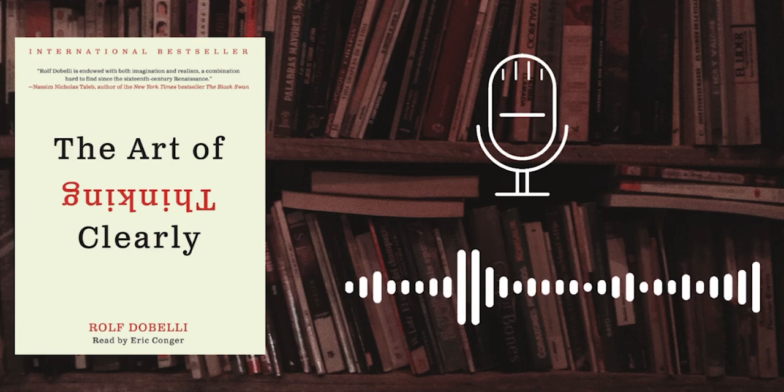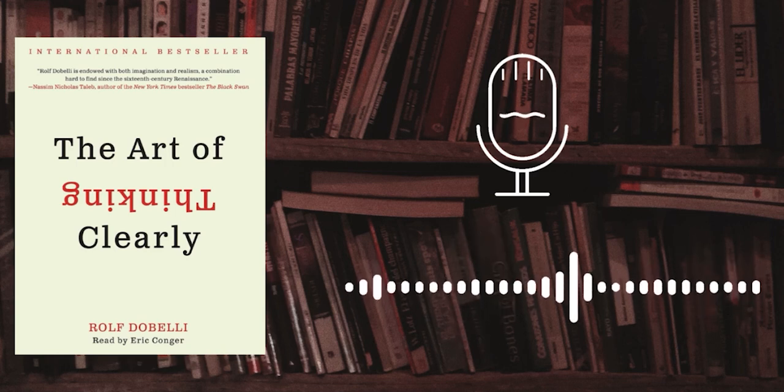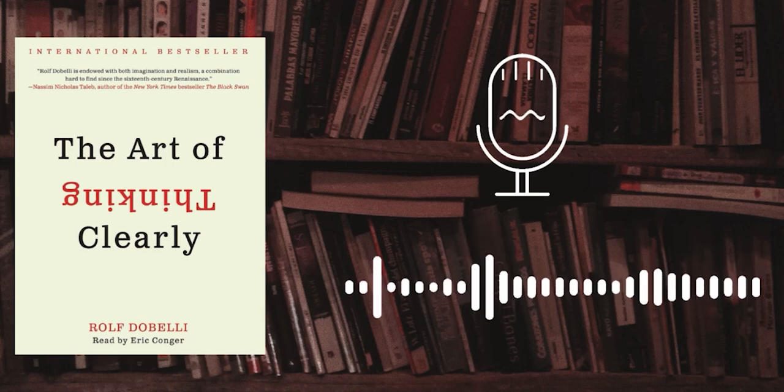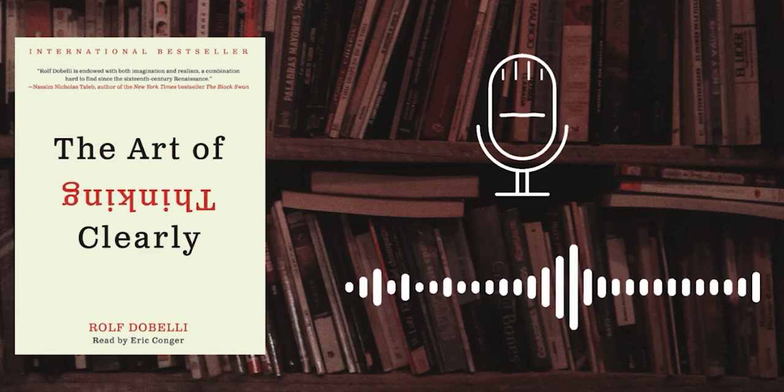Hyperbolic discounting in time. Hyperbolic discounting in time is the tendency to favor immediate rewards over future benefits. This leads to poor long-term planning. Recognizing this bias helps us prioritize long-term goals and make better decisions.